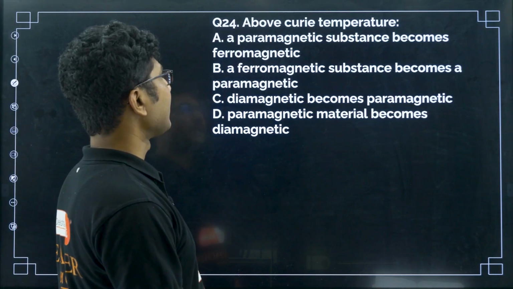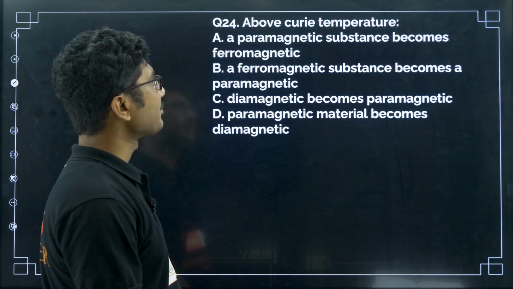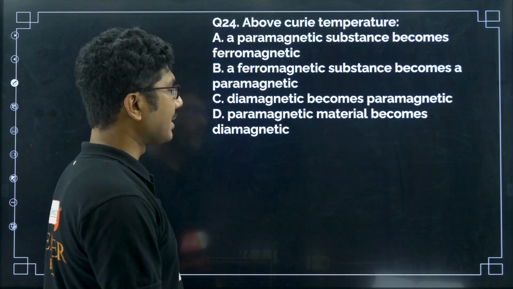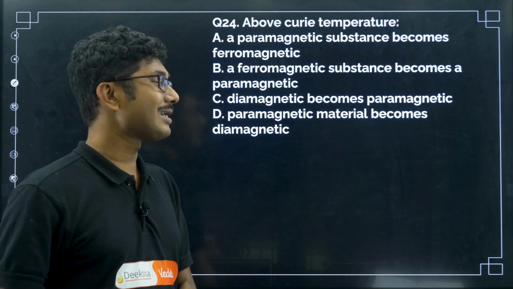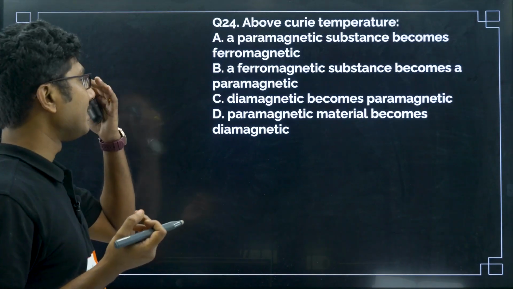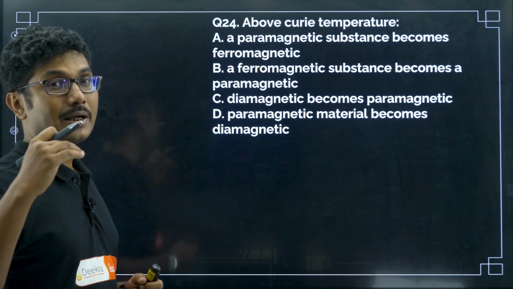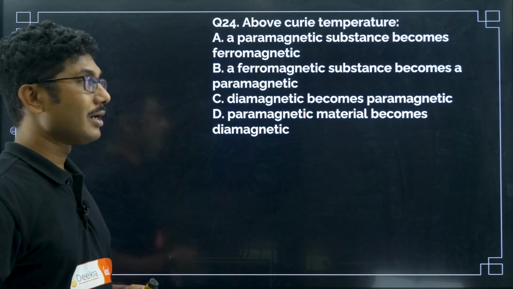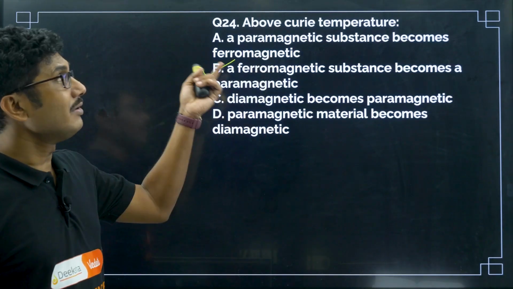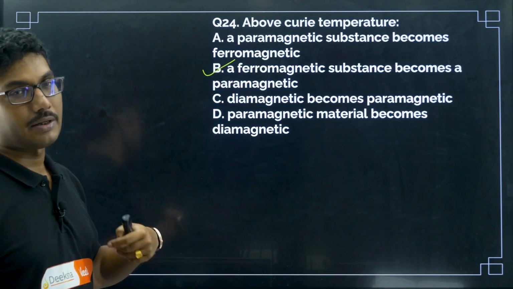Above Curie temperature, a paramagnetic substance becomes ferromagnetic? A ferromagnetic substance becomes paramagnetic? A diamagnetic substance becomes paramagnetic? A paramagnetic material becomes diamagnetic? Even though this question is not directly related to your syllabus, it may still come. They might say above a certain temperature a ferromagnet can become a paramagnet. So a ferromagnetic substance becomes paramagnetic. This is correct. Above that temperature, ferro becomes para. Below that temperature, para becomes ferro.